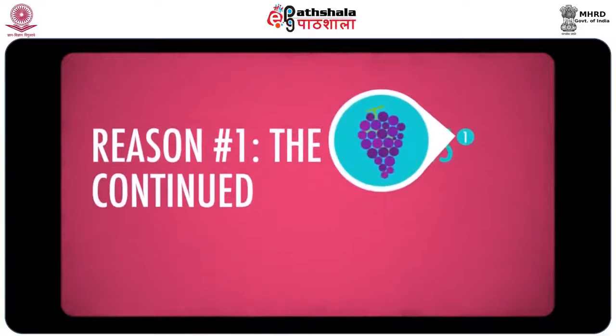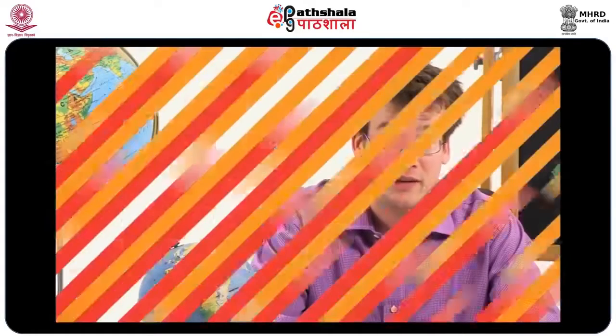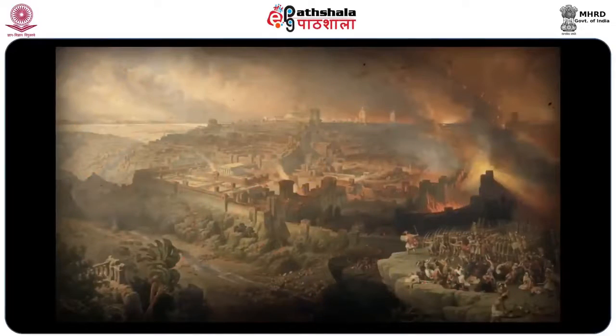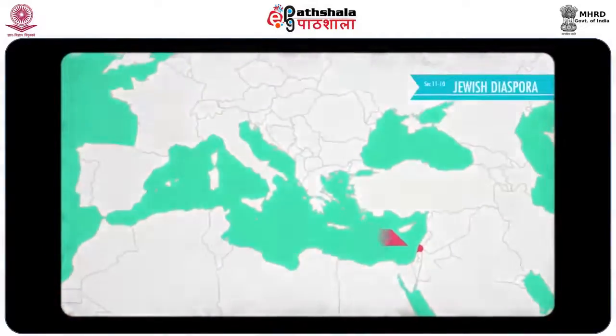Reason 1, the Romans continued to make things bad for the Jews. In fact, things got much worse for the Jews, especially after they launched a revolt between 66 and 73 CE, which did not go well. By the time the dust had settled, the Romans had destroyed the temple and expelled the Jews from Judea, beginning what we now know as the Jewish diaspora. And without a temple or geographic unity, the Jews had to solidify what it meant to be a Jew and what the basic tenets of the religion were.